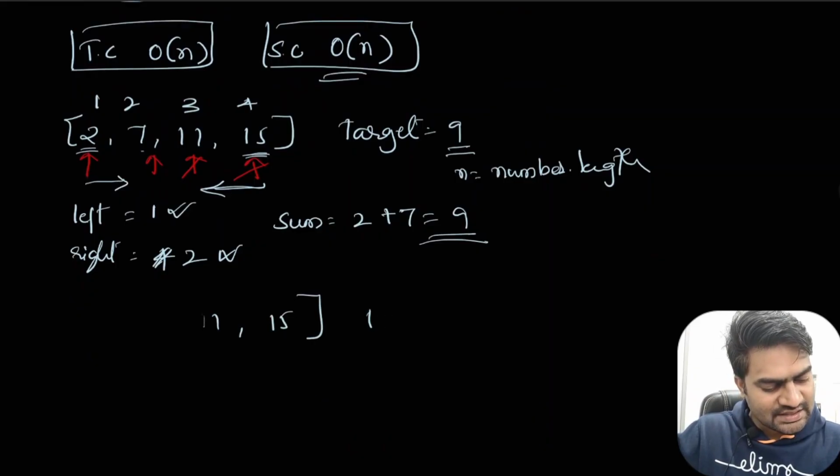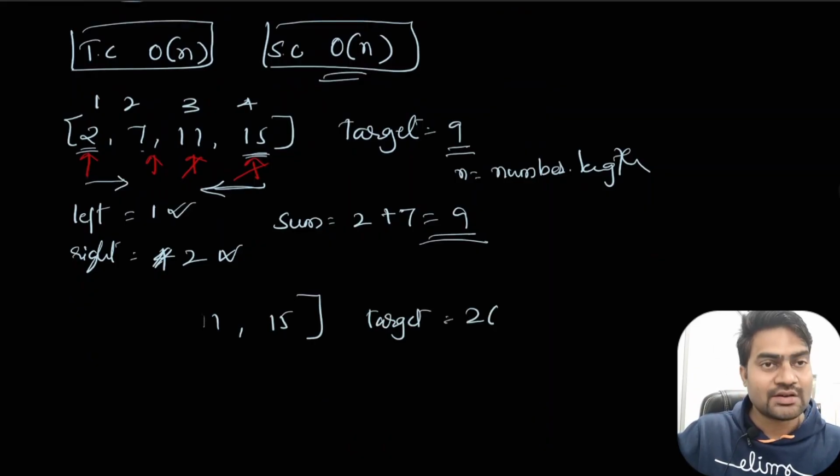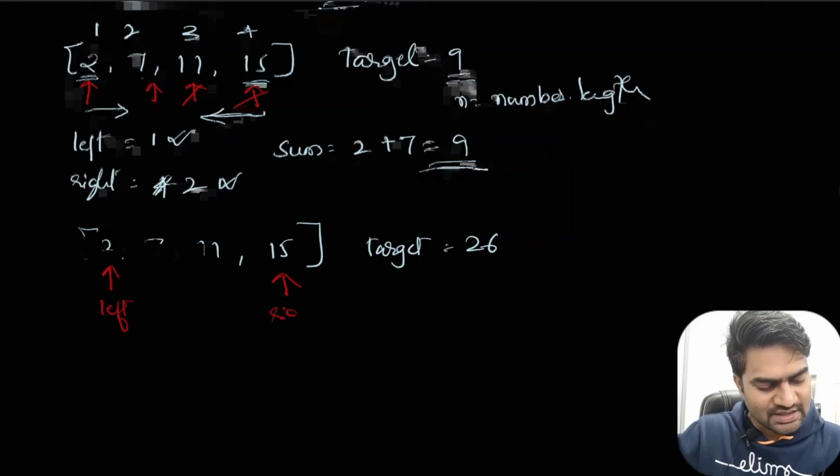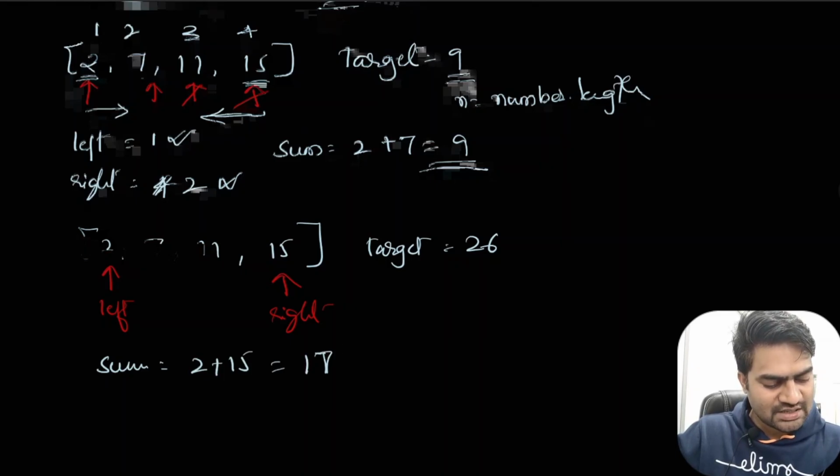Now let us consider target equal to 26. If this is the case, now again we will start. This is one pointer, this is another pointer, this is our left and this is our right pointer. Now I will add these two values, 2 plus 15, it is 17. But if you see our target is 26. So now it is the other case, right? Now my target is more than the sum I have got. So if that is the case, then I need to increase the value.